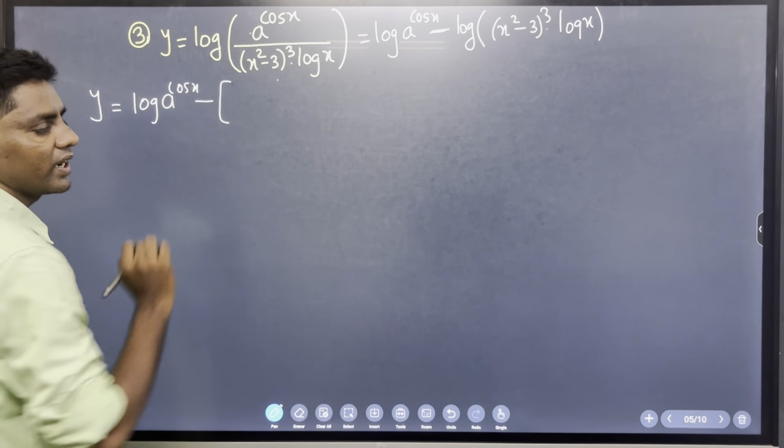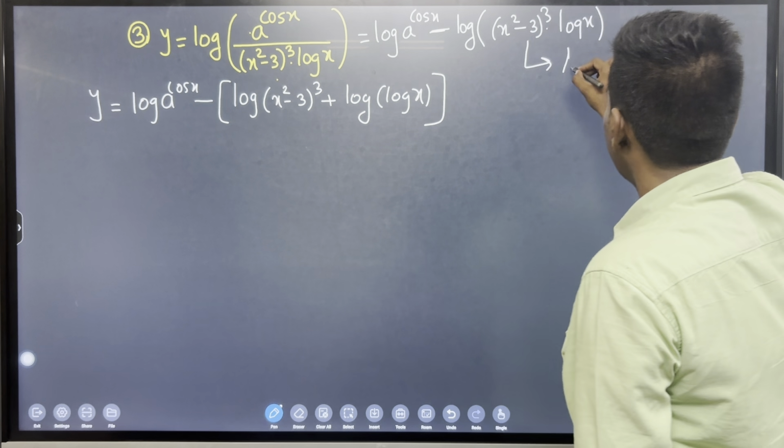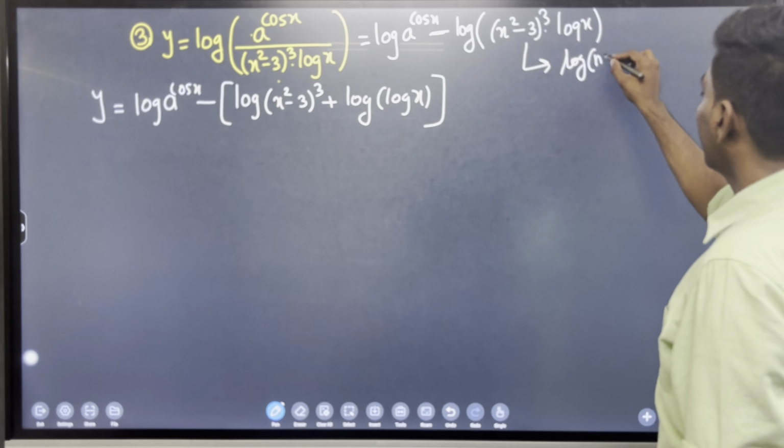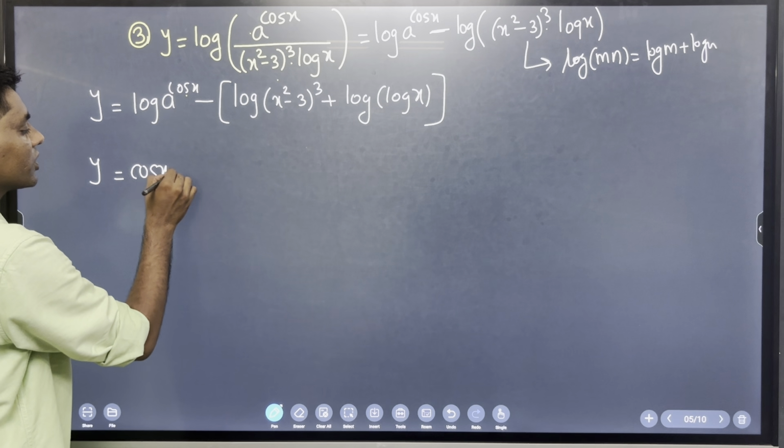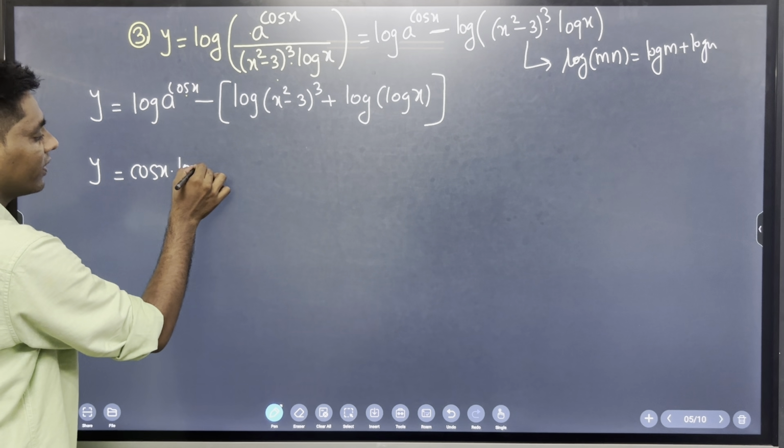Here we use a very simple property, that is log of m into n, and the property is very easy to remember: log m plus log n. But now the minus sign is there, so we give the minus sign to each of the terms, and we get the final result. Along with that, by using the properties of raised to power, we again solve. Here the power is cos, so therefore we write the multiplication cos x into log of a.